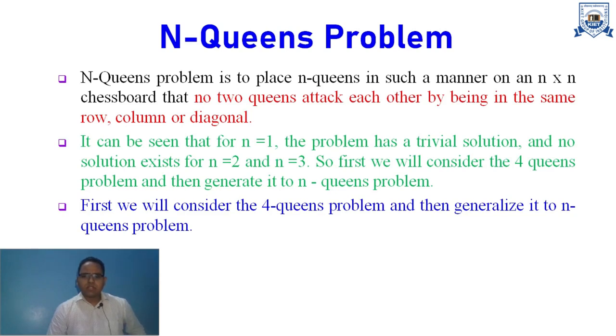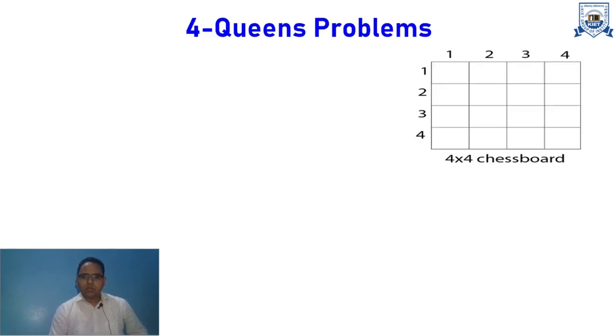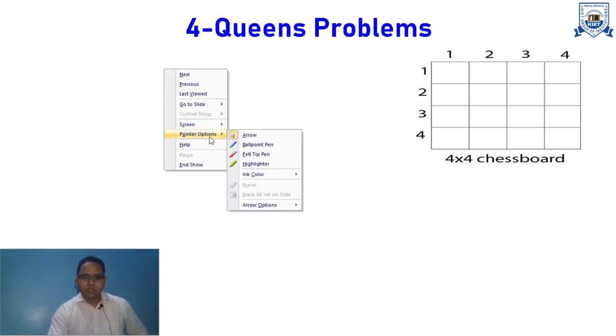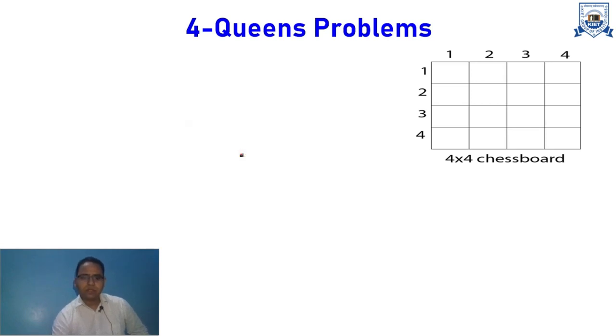Okay, so let's first discuss the 4 queen problem, and then we can generalize it for the n queen problem. Here we have a 4 cross 4 chessboard. That means we have 4 queens, and we have to place these 4 queens in this chessboard. So we have queen 1, queen 2, queen 3, and queen 4.